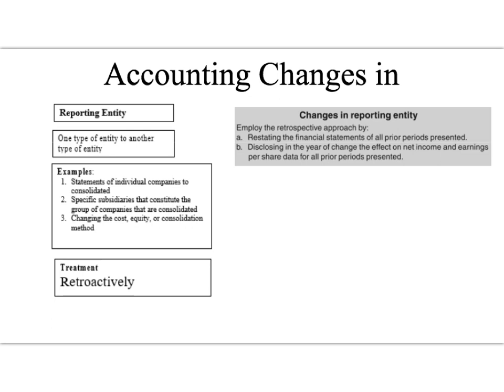So what do we do with those? You will have to go retrospectively. So go back, just like we did a change in accounting principle, the very first one. So what does it mean again? Restate financial statements in all prior period presented, as if we always combined those and individual companies, for example. Disclose in the year of change the effect on net income and earnings per share for all prior periods presented. So there will be a lot of disclosures.